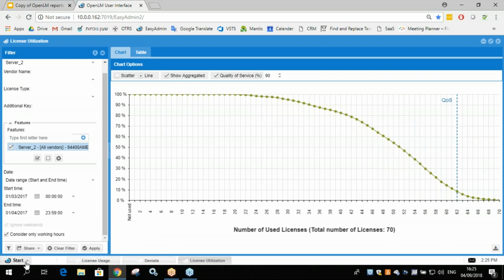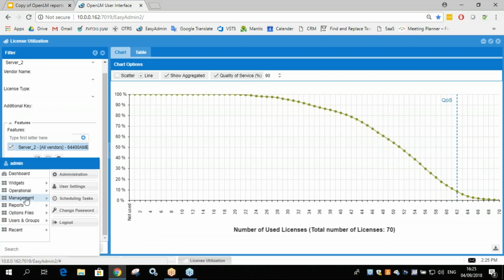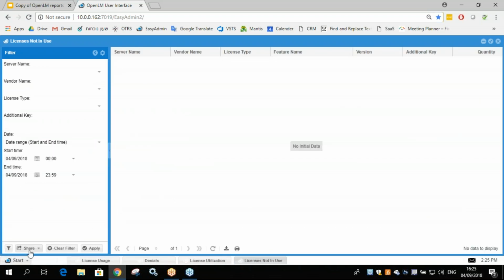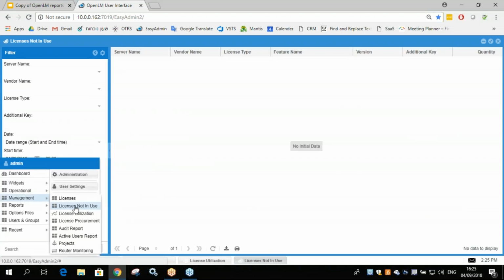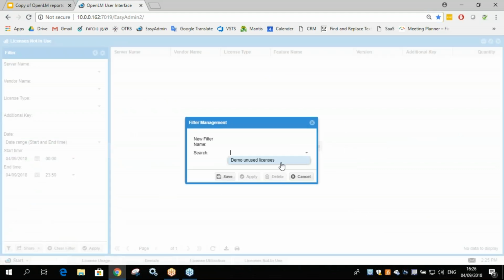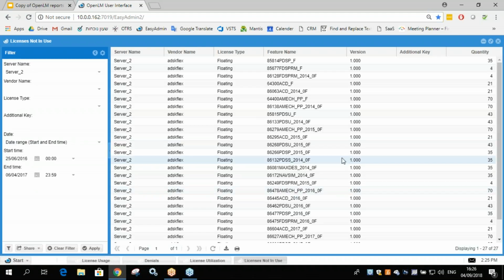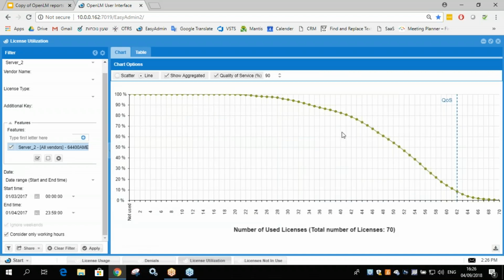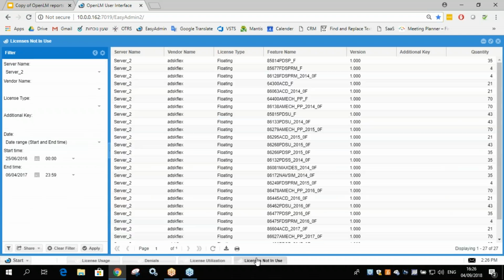And the last thing that I want to show you is the licenses not in use report. So we go to Start, Management, Licenses not in use. Let me pull up the demo here. This report completes the picture, because here you can know how many licenses you need from a certain feature. Now this will tell you which licenses you don't need, which features you don't need.